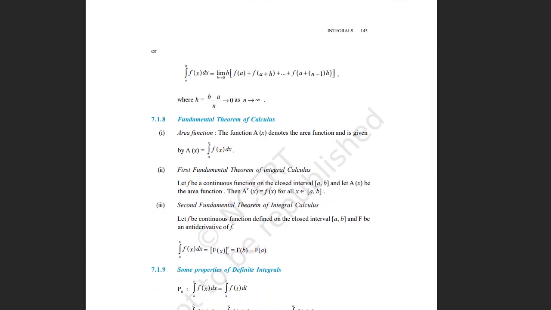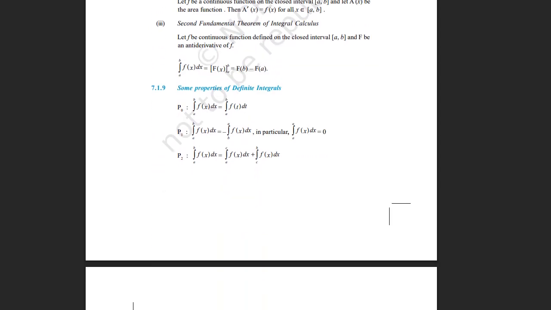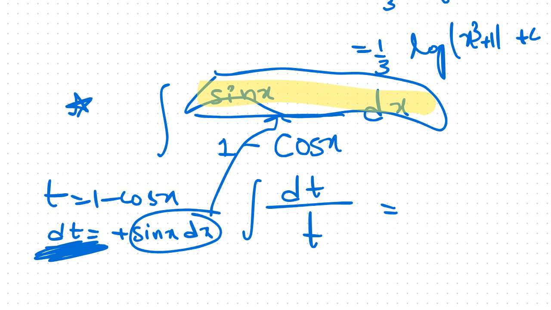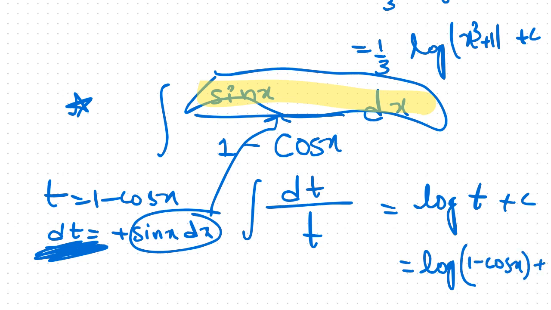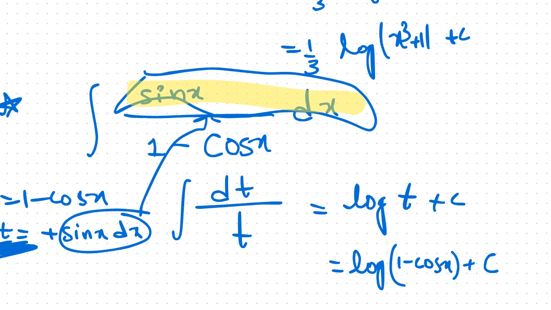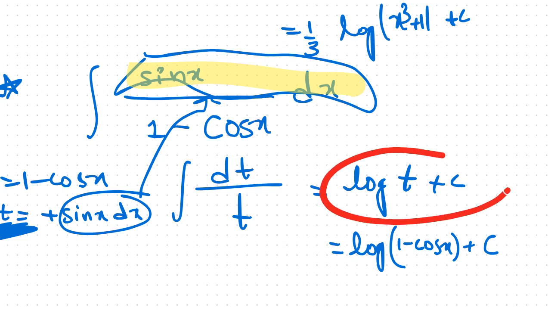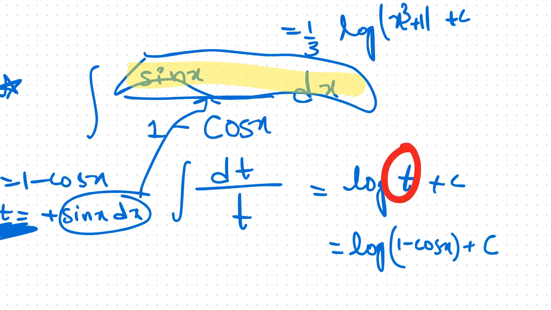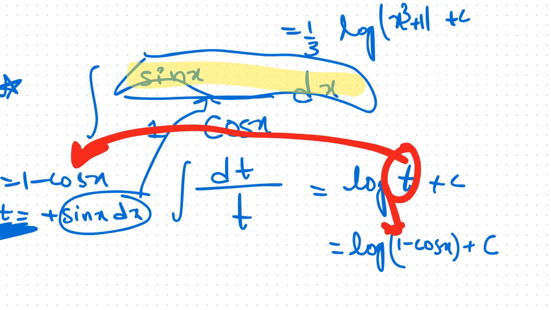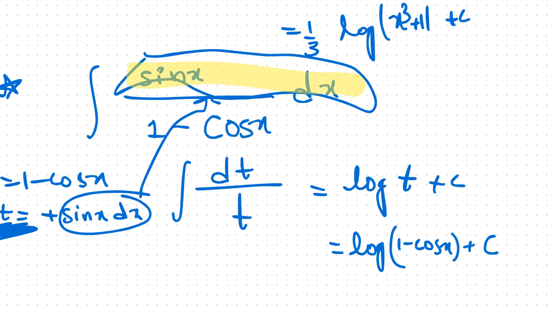dt by t will be log t plus c. Yeah, t was 1 minus cos x. This is the final answer. Okay. Yeah, what happened? You got this right. Log t plus c, right? So t was what? Actually it was like this. So put it back now. So t is equal to 1 minus cos x.